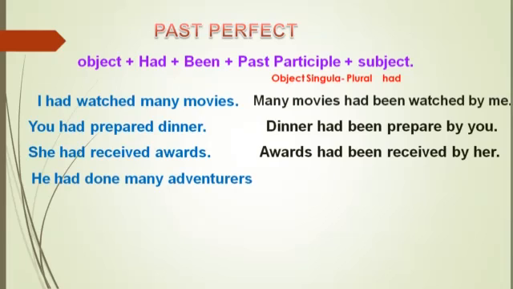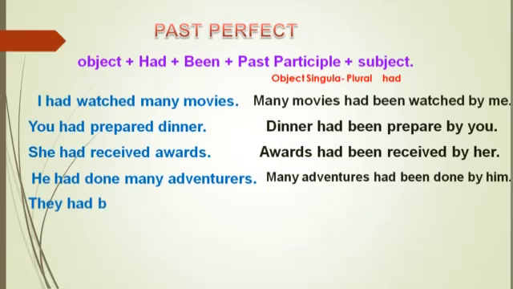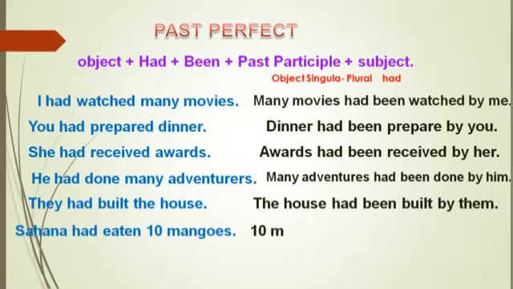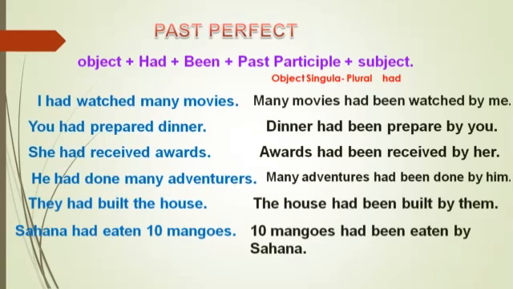He had done many adventures. Many adventures had been done by him. They had built the house. The house had been built by them. Sahana had eaten 10 mangoes. 10 mangoes had been eaten by Sahana. This is past perfect tense.